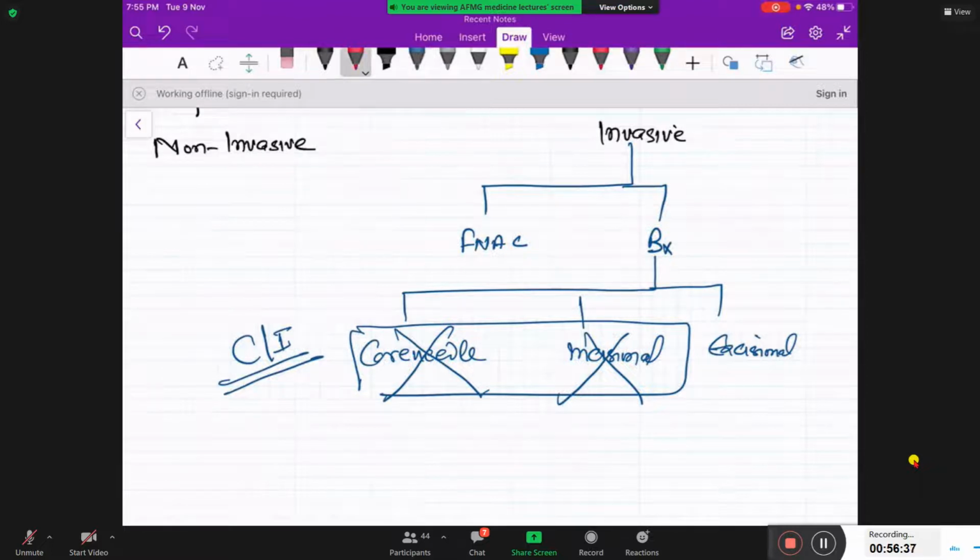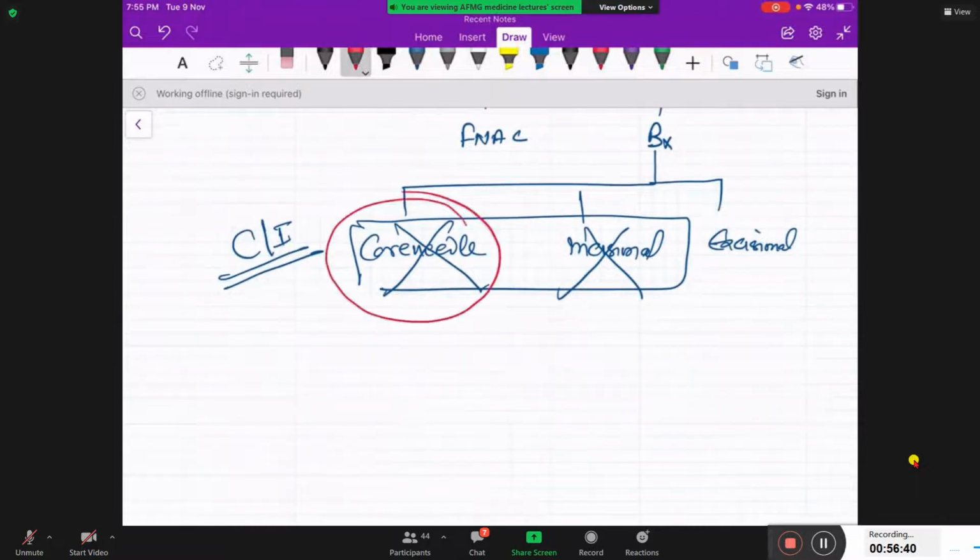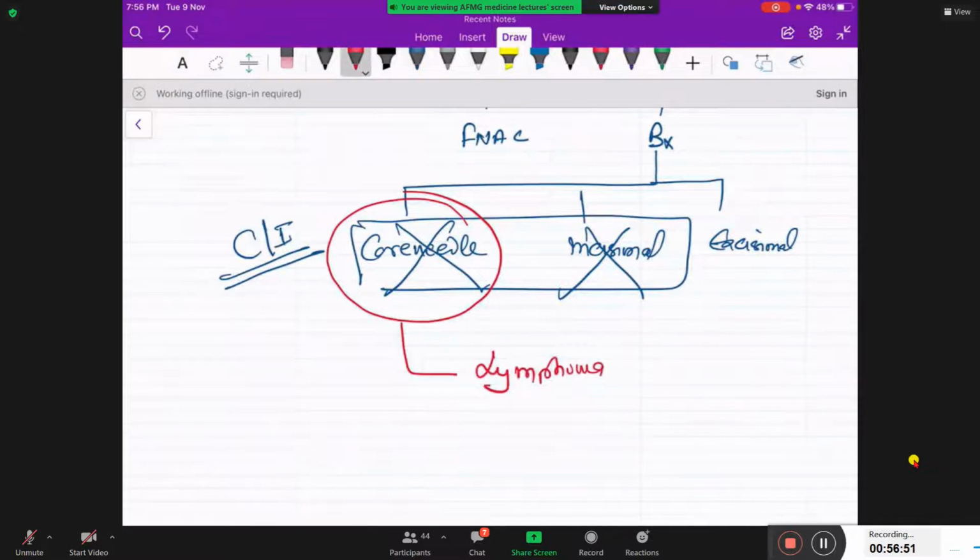You should know this point also: there are only two indications of doing core needle biopsy in thyroid. One is lymphoma of thyroid and anaplastic carcinoma. These are the two conditions where we do core needle biopsy in thyroid. But whenever we are doing a core needle biopsy in thyroid, it is important to note that we will do it as if we are doing a surgery on the thyroid. That means we will admit the patient, keep the patient for 24 hours and then discharge the patient.